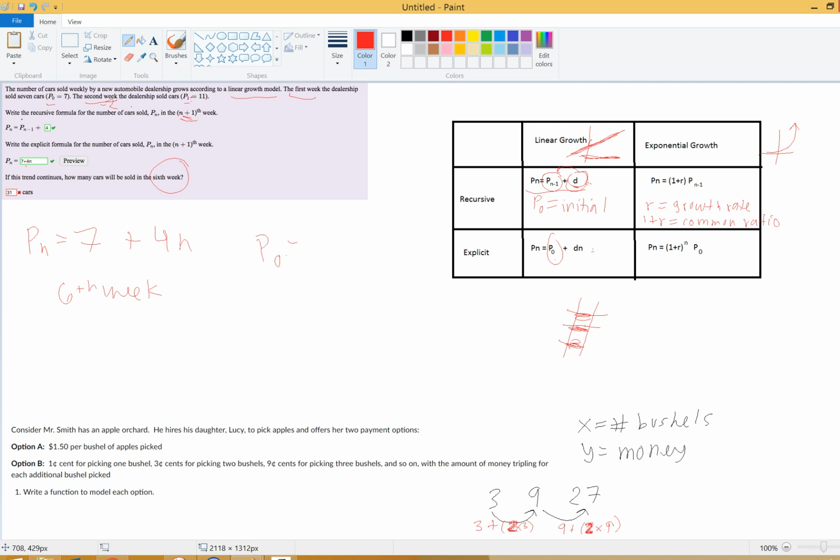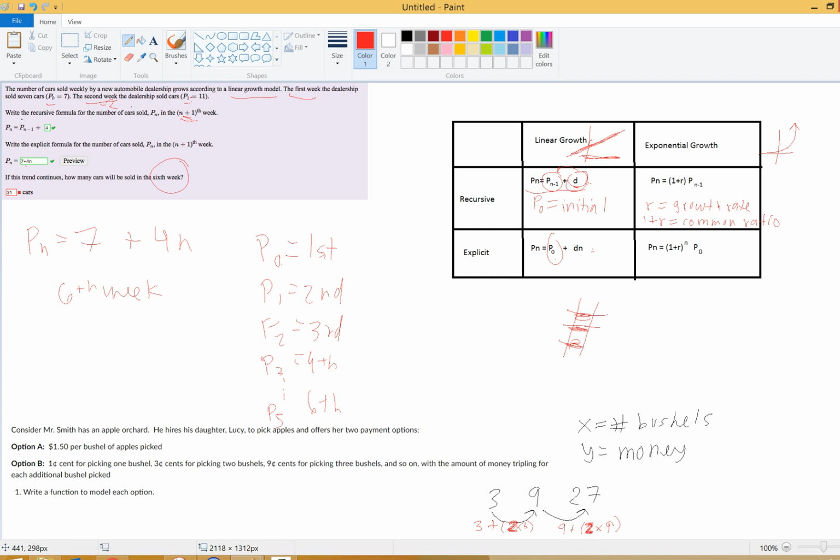P sub 0 is the 1st week. P sub 1 is the 2nd week. P sub 2 is the 3rd week. P sub 3 is the 4th week. But you start to see a pattern. It's always one less than the week number you're finding. So the 6th week is going to be P sub 5. So we're actually trying to find P sub 5 here, not P sub 6.